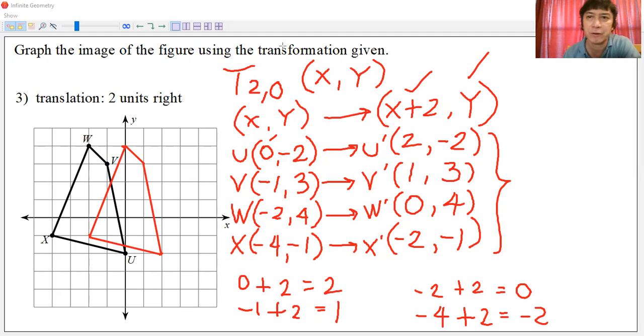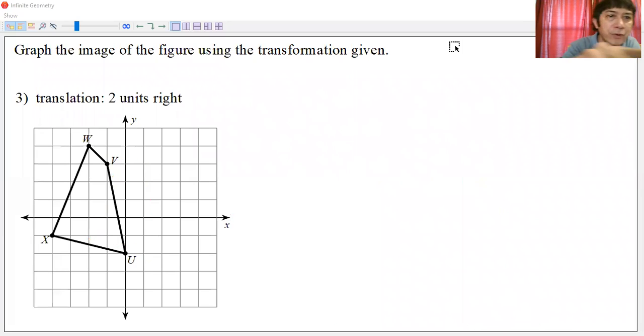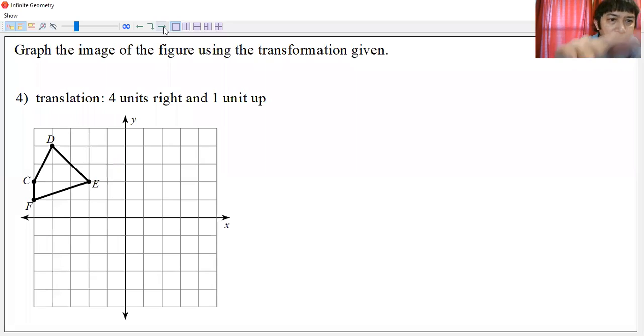All right, let's have the fourth example. I hope you were able to learn from the first three. Let us have number 4. Here's the fourth example. Translation, 4 units right, 1 unit up. Graph the image of the figure. The rule is 4 units right, 1 unit up.